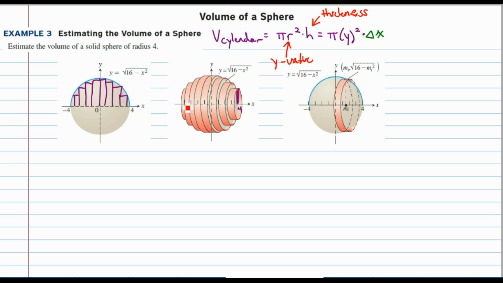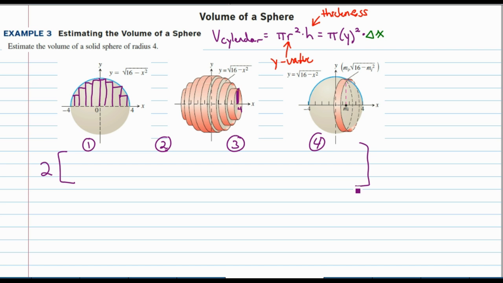So the sphere, if I cut it into 8 different cylinders, is going to have 8 different parts, but really it's going to be symmetrical. So I'm going to take 2 times each one of those 4 cylinders on the right side, and that'll get me the right half and the left half of that sphere.